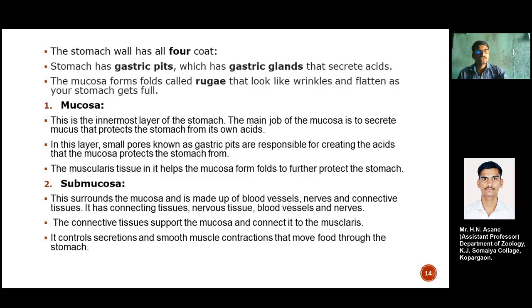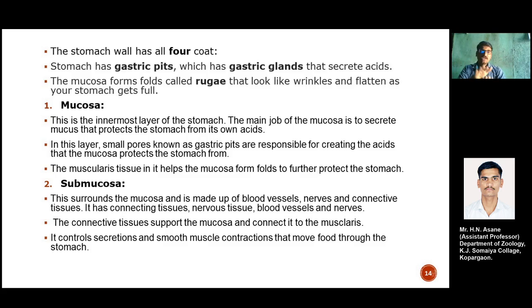Okay, so if the plasma membrane of the other substances is going to dissolve in that. So the other microorganisms are going to die in the acidic environment. The mucosa is going to form folds called rugae. Rugae means folds one upon another.